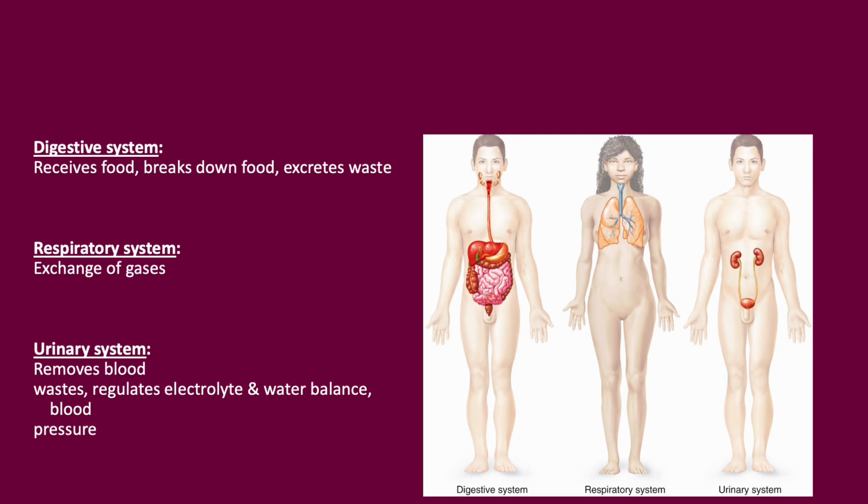We continue to the digestive system, which receives food, breaks down the food, and excretes waste. You have the respiratory system, which exchanges gas. You have the carbon dioxide and the oxygen. Then you have the urinary system. It removes blood waste, regulates electrolytes and water balance, and blood pressure. Keep these in mind. Look at the pictures next. We have the digestive system. We have the respiratory and the urinary.